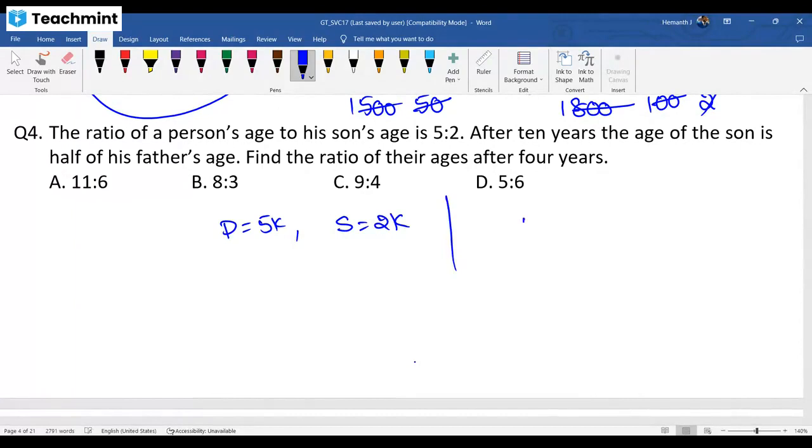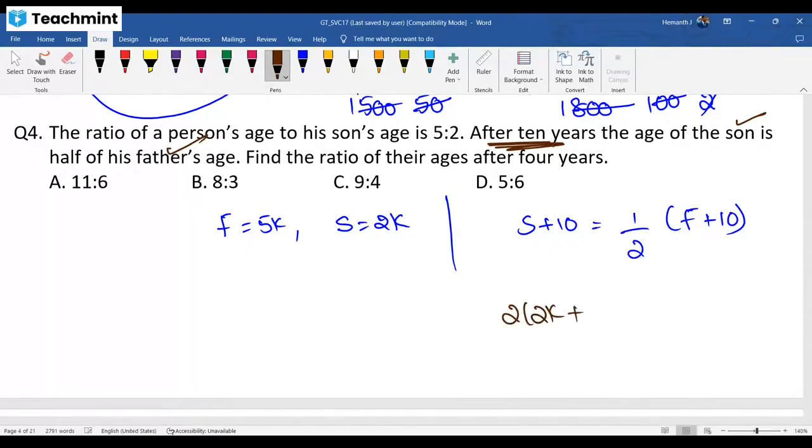Now after 10 years means P plus 10 and S plus 10. The son is half of his father's age. The person is the father, so we'll put it as F. The son's age after 10 years is half of the father's age. That 'after 10 years' is common for both son and father. Now this is 2 into (2K plus 10) equals 5K plus 10. Now 5K and 4K, so K equals 20 minus 10, 10. So the K value is 10.